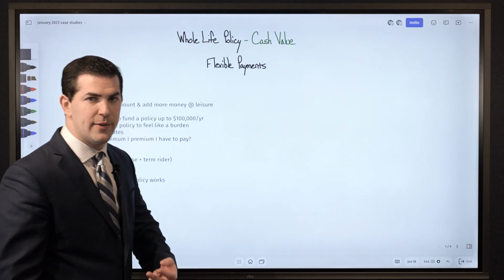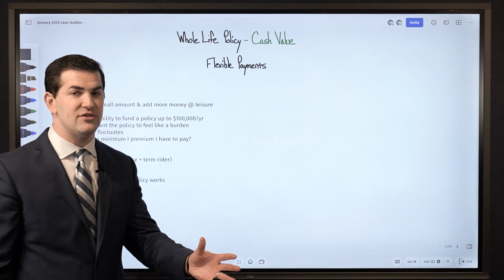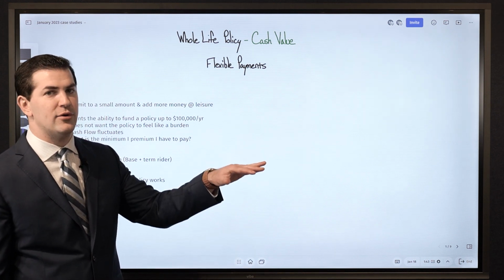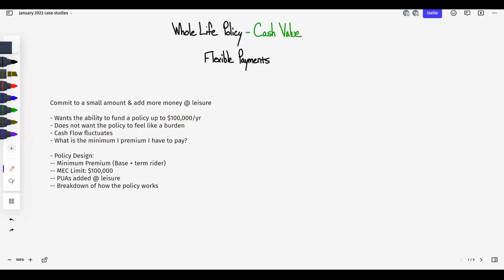They know they can fund a policy with a large amount of money and they want to for a number of reasons, but what they don't want is to be obligated to a high dollar amount because their cash flow fluctuates. So the question we receive is this: what's the minimum I have to pay? What's the minimum premium, meaning what's the minimum I have to commit to with the ability to add more money to this policy? Here's the most important part, policy design.